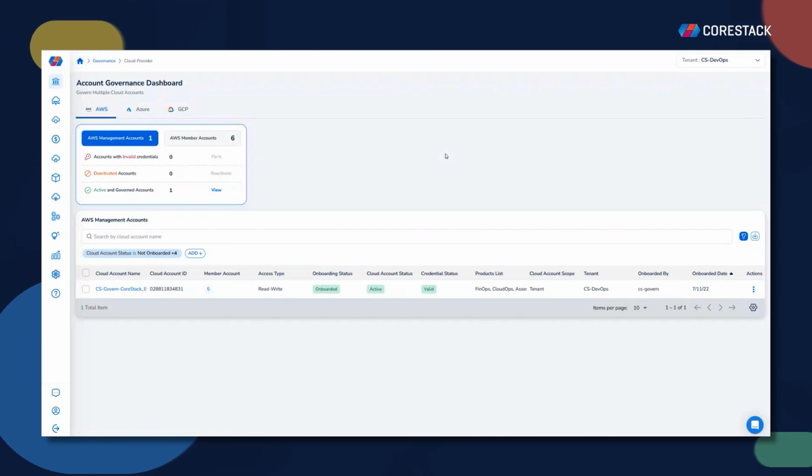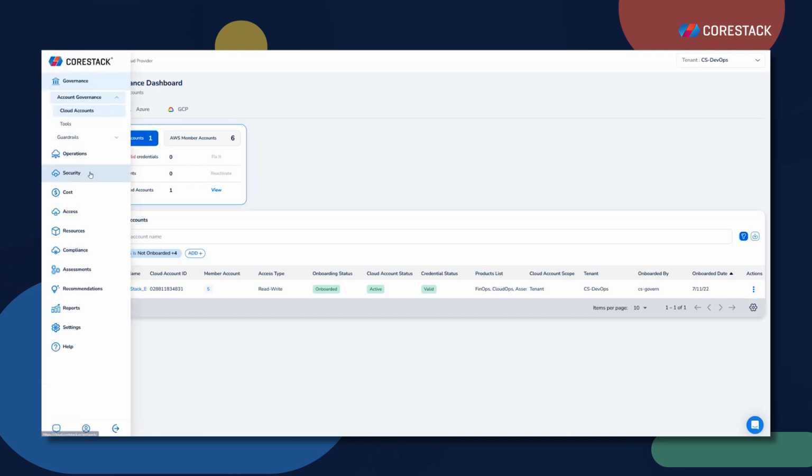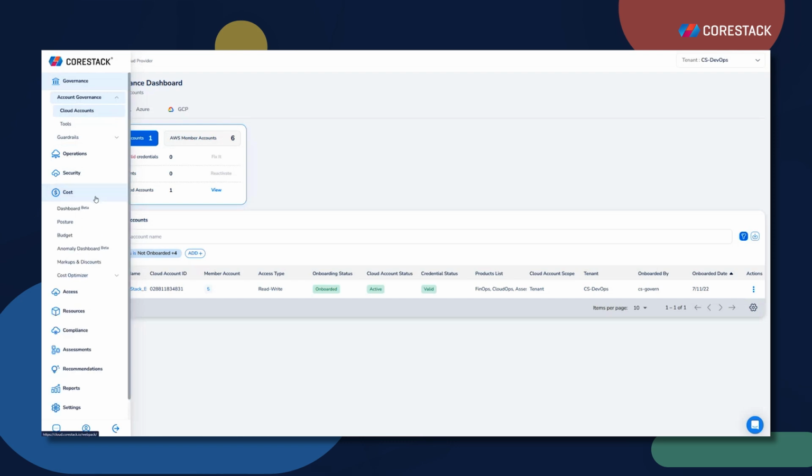In addition to the FinOps component, CoreStack also has a SecOps and compliance module to essentially manage threat and vulnerability notifications, as well as compliance against industry standards like SOC 2, NIST, and ISO. If we navigate to the left-hand side, we'll notice we were in the cost portion before, but now we can navigate to the security piece.